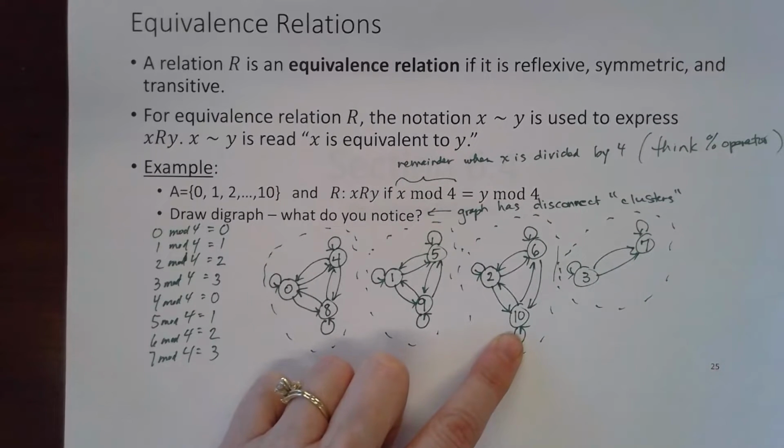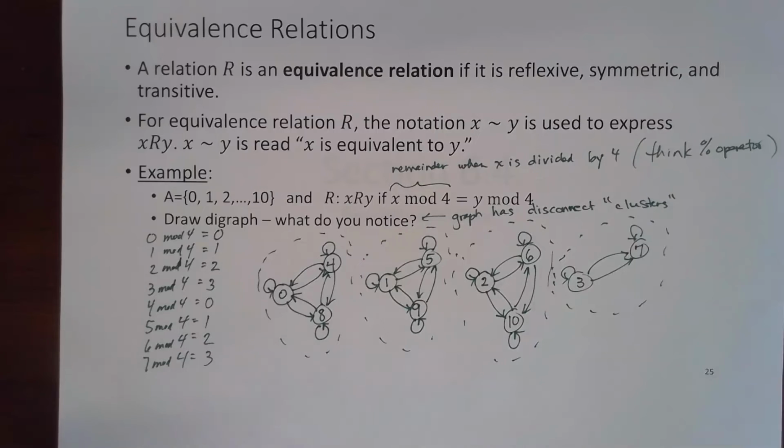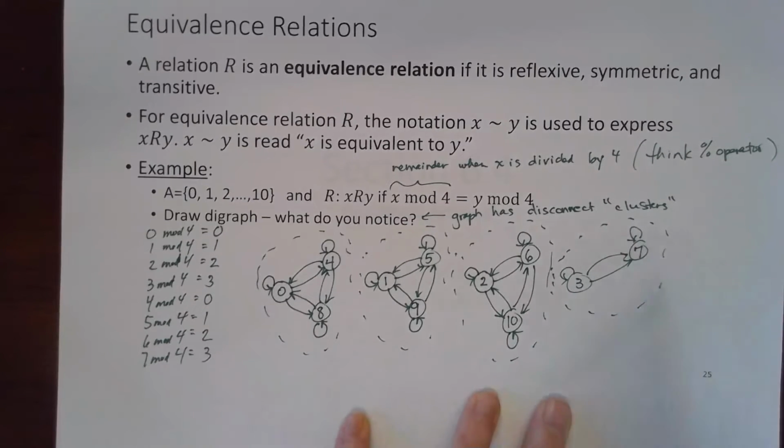As far as dividing by 4 and looking at the remainder, I can't tell the difference between 2, 6, and 10. They're all the same, because they always give me a remainder of 2. And here with 3 and 7, same thing.